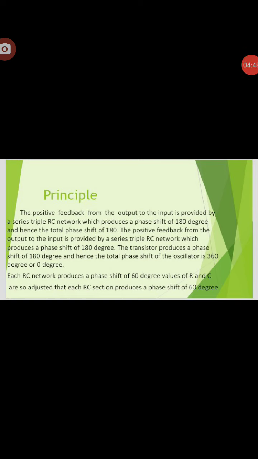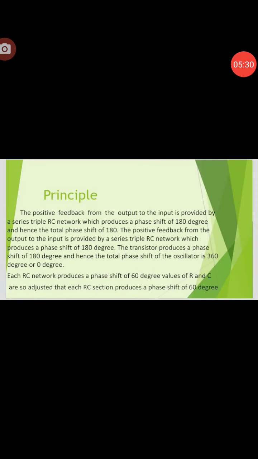Here another 180-degree phase shift is provided by the transistor. The positive feedback from the output to the input is provided by the series triple RC network, which produces a phase shift of 180 degrees. The transistor also produces a phase shift of 180 degrees. Hence, the total phase shift of the oscillator is 360 degrees or 0 degrees. Here we have to adjust the R and C values to get 60 degrees for each RC section. So this is the principle.